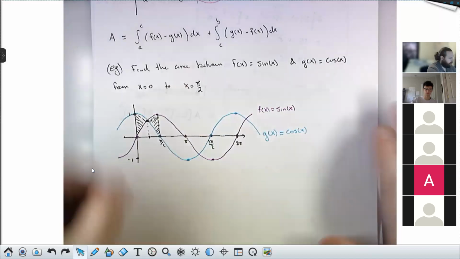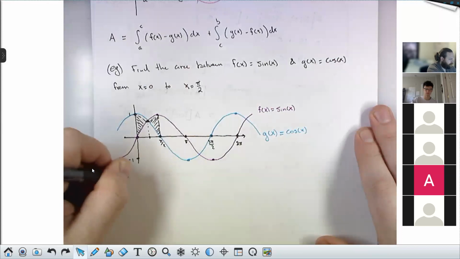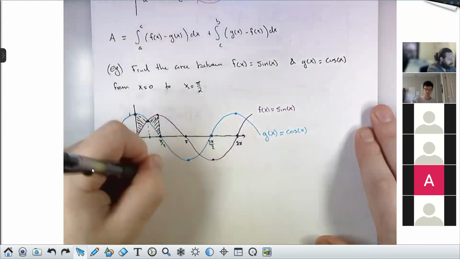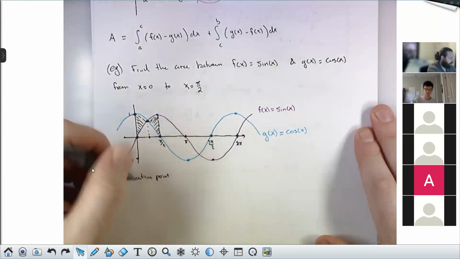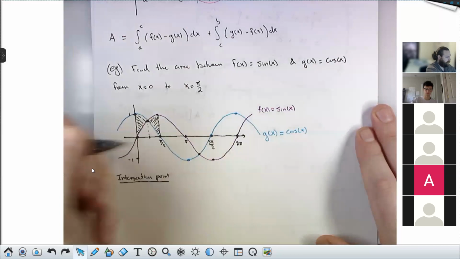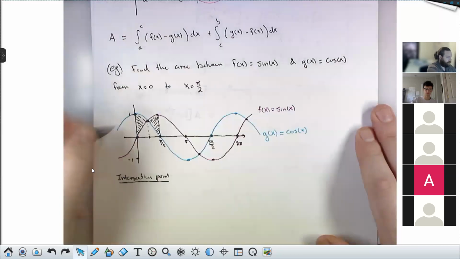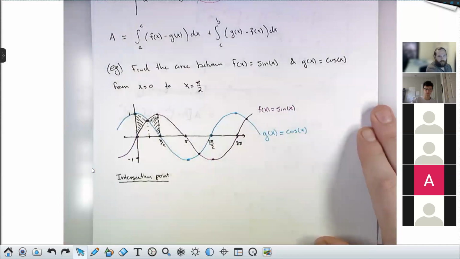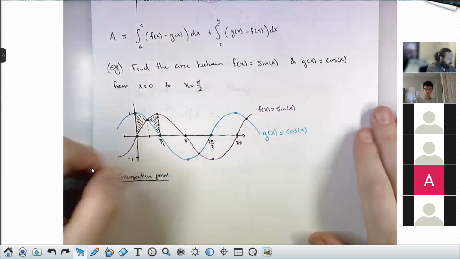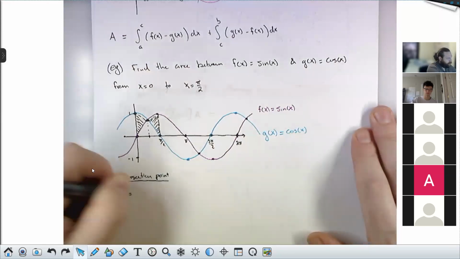So first we need to find the intersection point. Now these curves intersect infinitely many times. They intersect here, they intersect here, they intersect on this side over here. I'm looking for the first positive value where sine x and cos x are equal to each other, right? So I set the two functions equal to each other.